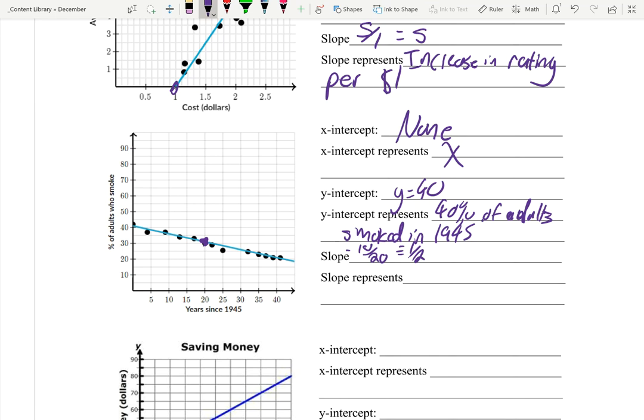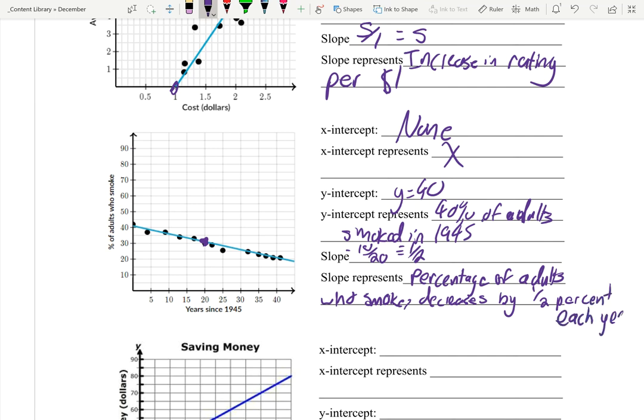So percentage of adults who smoke decreases by 0.5% each year. There we go.